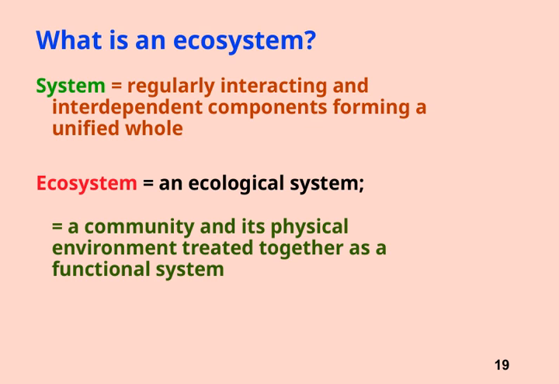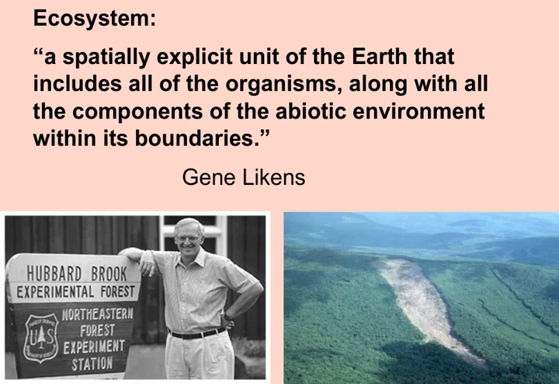Connecting this to our overall theme, understanding ecosystems helps us see how different parts of the environment rely on each other to maintain balance and health. Let's take a closer look at what an ecosystem really is. Essentially, it's a spatially explicit unit of the Earth, meaning it has defined boundaries in space. Within these boundaries, you'll find all the living organisms, plants, animals, microbes, and also all the non-living or abiotic components like water, soil, and air.